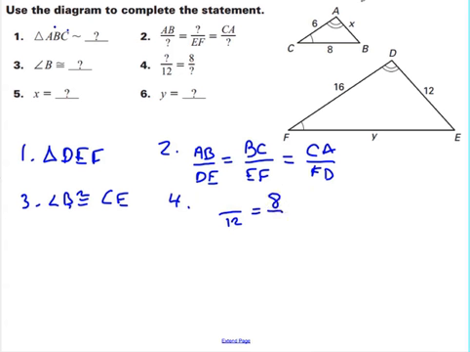Number four, something over 12 is going to equal 8 over something. So the something over 12, probably we're going to be looking at x over 12, and then we're going to be looking at 8 over y. Now I don't think that's something that we can necessarily solve right now, but maybe a little bit later on we can.